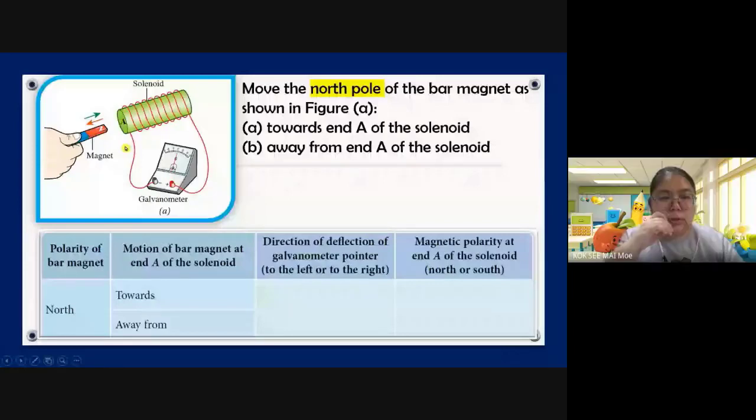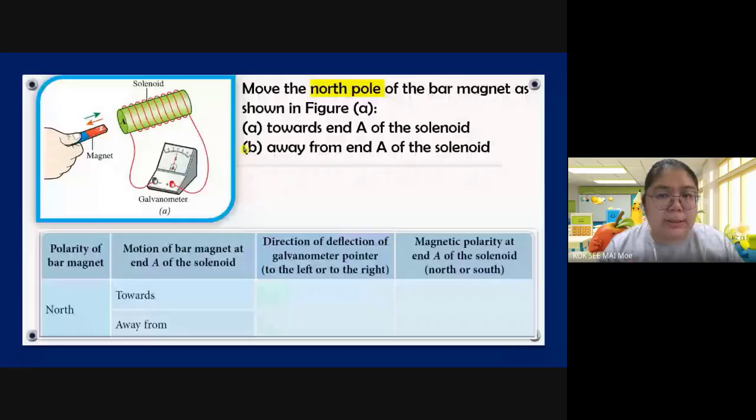North. North, that means you have something that doesn't let you come in. If north and north, that means you are repelled. So that means there is an opposing force, not letting you come in. So now A is a north pole.